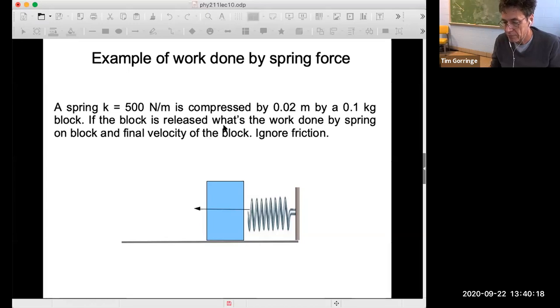at rest on it. This is a situation where we're holding that block on the compressed spring, and then we're going to release the block. And we're going to figure out what speed the block acquires when the spring releases its spring potential energy, gives it up to the block's kinetic energy by exerting a force on the block, which does work on the block. And we're going to figure out the resulting final speed of the block. So let's do that.